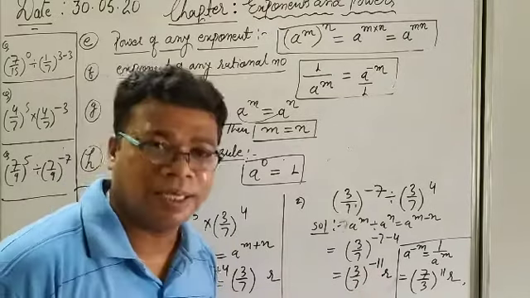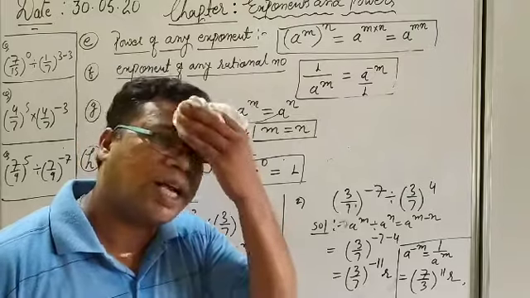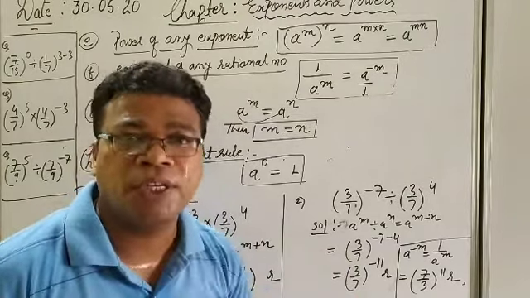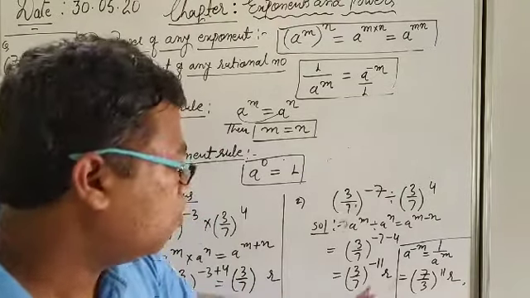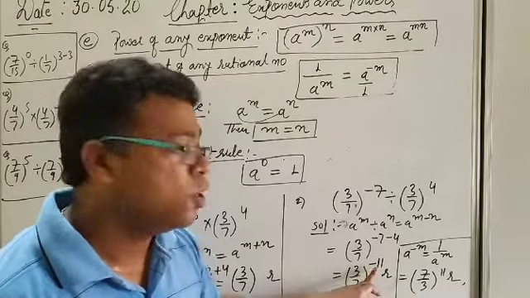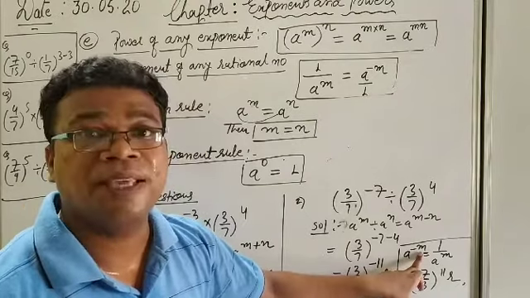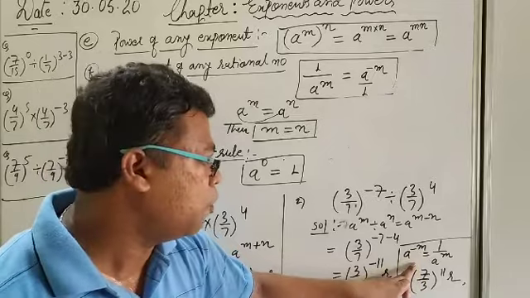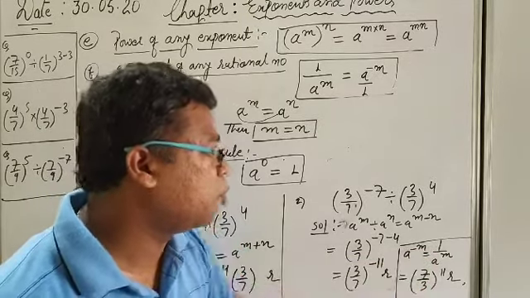This is also an answer, but sometimes the question asks: find the answer in the positive exponential form. So what we have to do is convert this negative exponential into the positive exponential. Again, see, another rule we have: if a to the power minus m, means the exponential is in the negative form, a to the power minus m, we have to take the reciprocal of it.